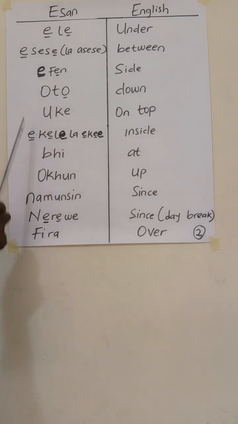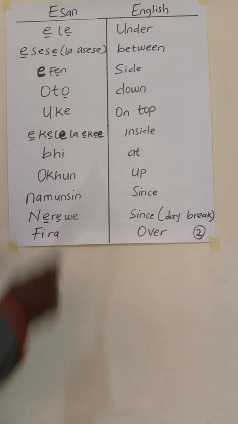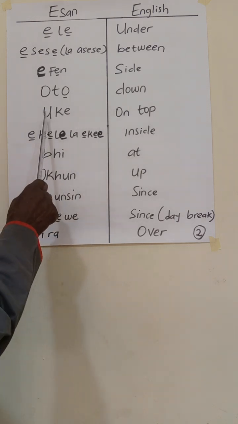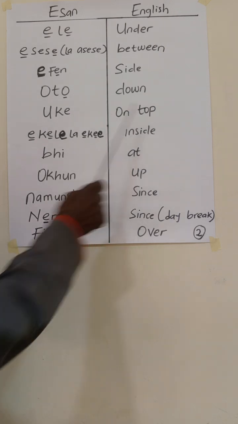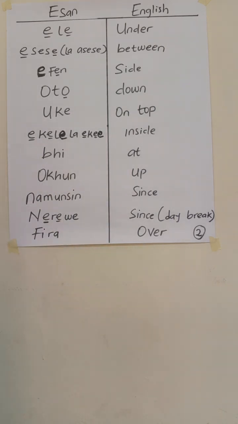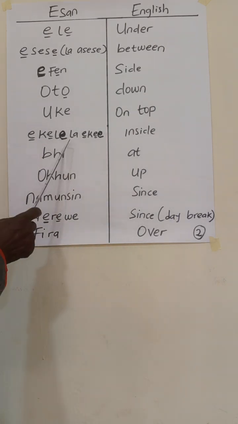We go to the next one. Uke. Uke means on top. Eberi uki table. On top. In English, it's on top. In Esan, it's uke. The next one is ekeli.